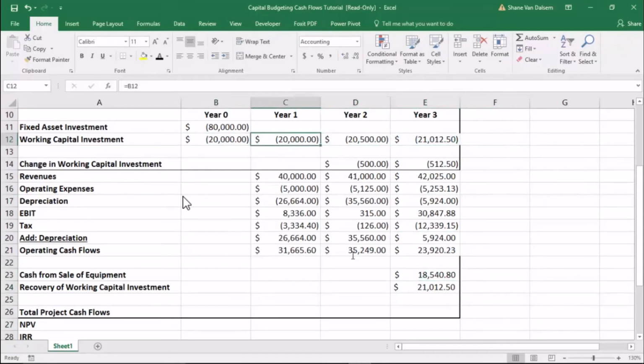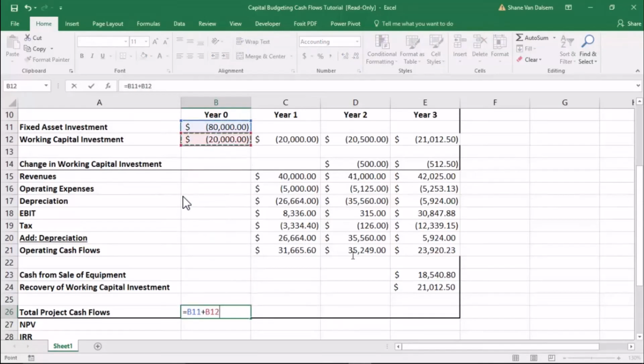We're not investing $20,000 in year one and then $20,500 in year two. We're only investing $500 in year two and an additional $512.50 in year three. So we're getting all that cash we have invested in inventory and accounts receivable back at the end of year three. So in the end, our project cash flows look like this.